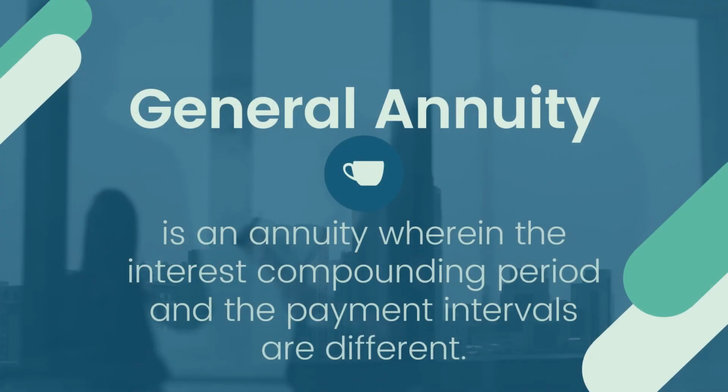For the next lesson, which is the general annuity, it simply states that this is an annuity wherein the interest compounding period and the payment intervals are different from each other, meaning that the M and the K are not equal.